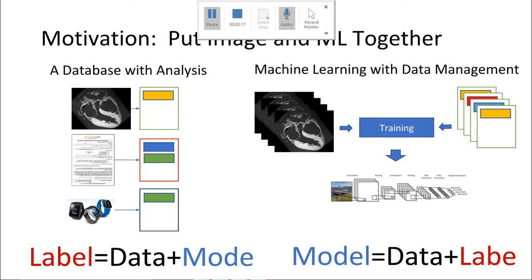Many database applications nowadays require analysis functionality, so they have the problem of where to put the analysis results. And many machine learning systems require data management functionality. So our solution is putting the data, the labels, and the machine learning together into one data warehouse. This becomes the TensorLab system.